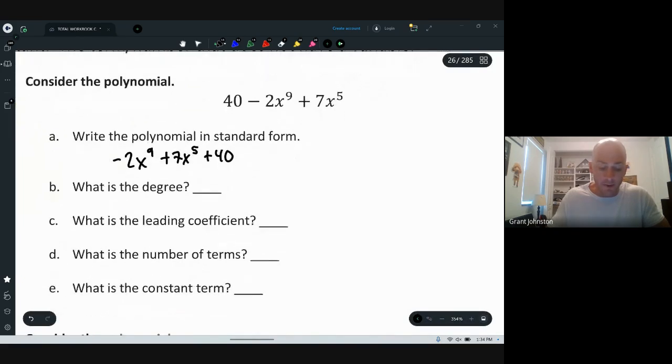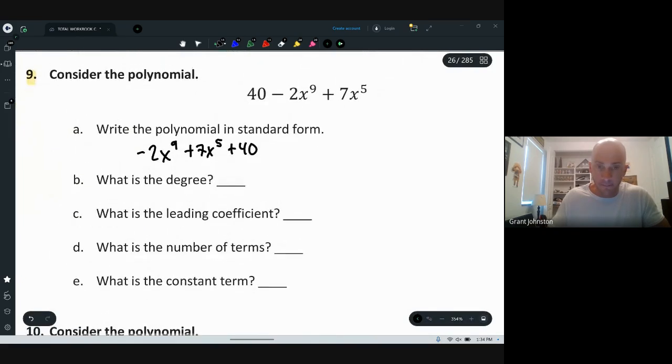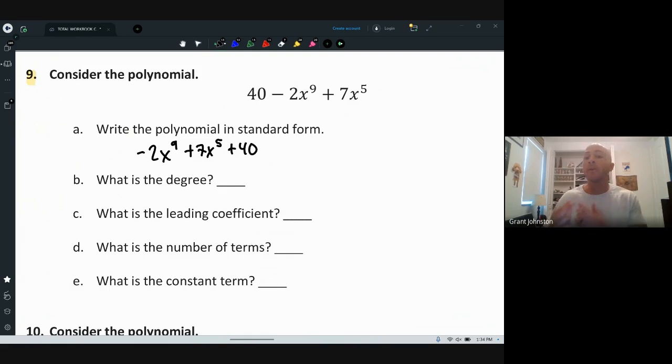So that's it in standard form. As we do the rest of this, we're going to be looking at this now written expression in standard form. So we're going to ignore the original and just look at what we have in standard form. So the question says, what is the degree? So what is the highest exponent? 9. This is 9th degree.